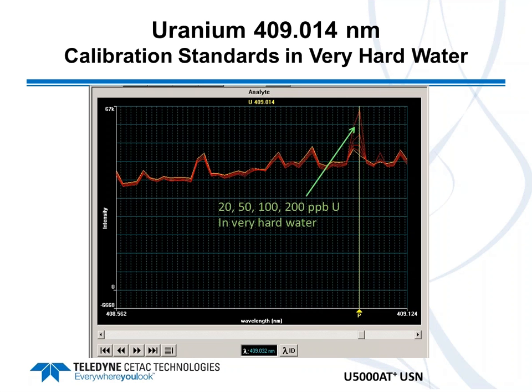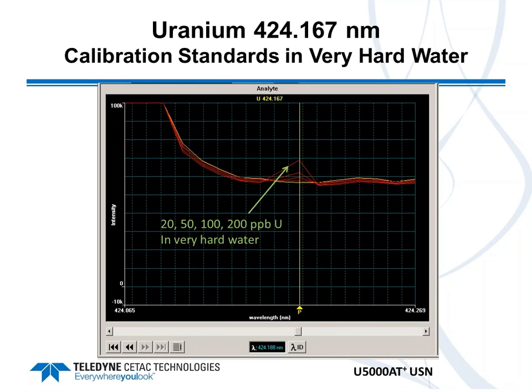And the next one is the uranium 409 line. Here we were able to see an increase in the uranium signal upon introducing the 20, 50, 100, and 200 part per billion uranium standards. We then looked at the uranium-424 wavelength. And again, we were successful putting in the 20, 50, 100, and 200 part per billion uranium standards. Again, all in very hard water, we were able to see the uranium signal increase.